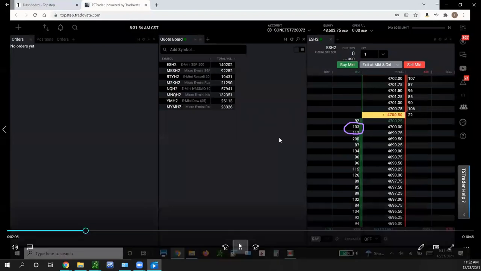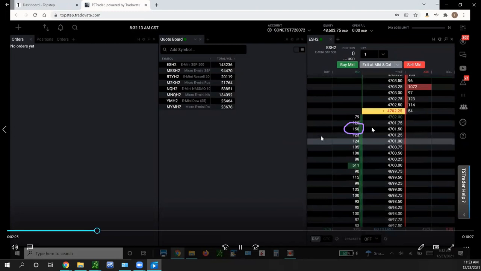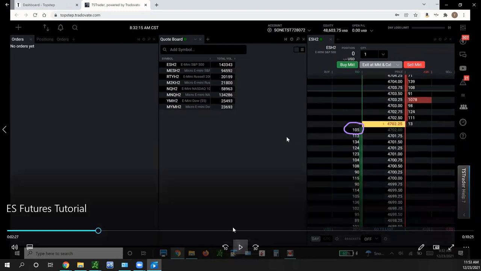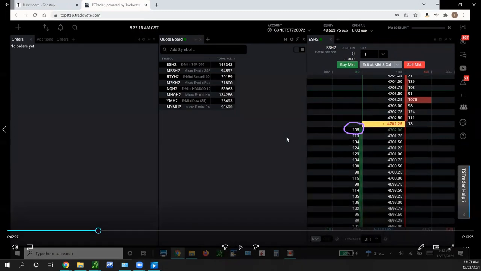So let me go ahead and play this, and you'll see all of a sudden there was a big surge of buy orders, and there it is. And now there's over 500 buy orders. So that tells us that there's some strength because it's broken through that major level, and there's a lot of buy orders there at 4,700. So it's going to hold that as a support level.